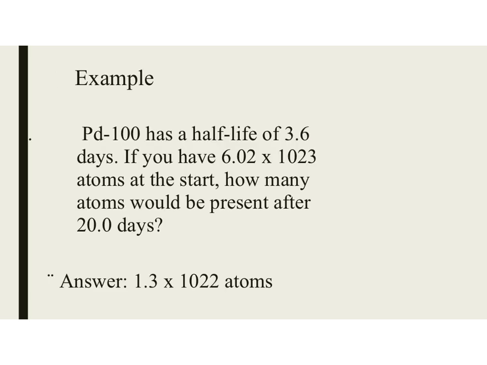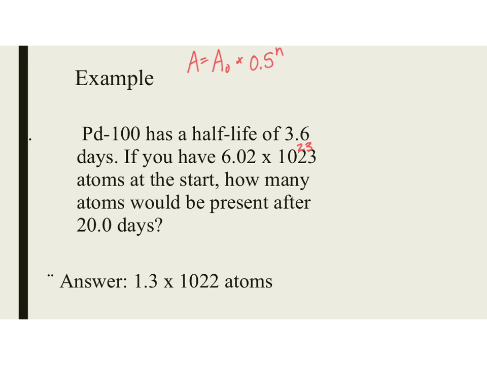So let's go through an example using that equation. So let me write the equation up here again. A equals A sub naught times 0.5 or 1/2 raised to the nth power. So we have an example of palladium-100. The isotope palladium-100 has a half-life of 3.6 days. If you have 6.02 times 10 to the 23rd atoms at the start, how many atoms would be present after 20 days?